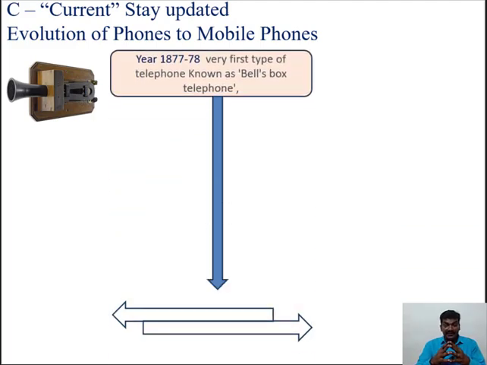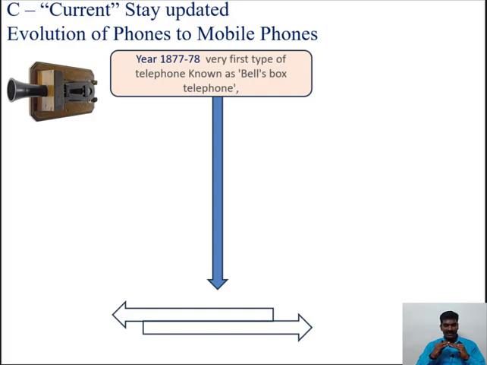This is the first ever telephone being used, in the year 1877 to 78, the very first type of telephone, known as the Bell box telephone. So this is the base for today's mobile phones as well. Let me ask you a question: did our invention stop here?